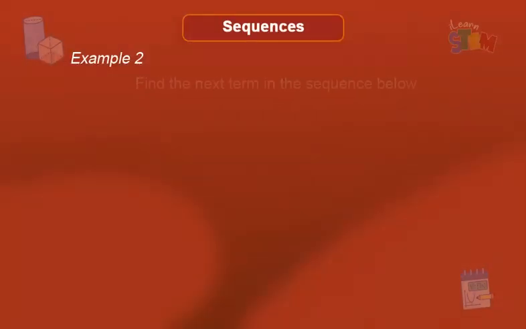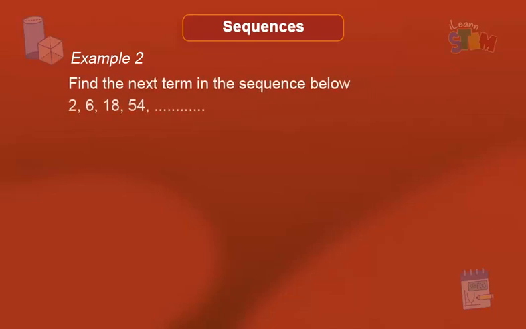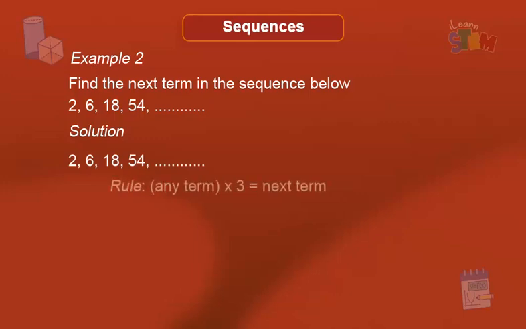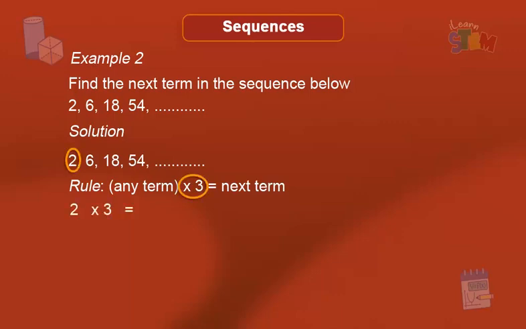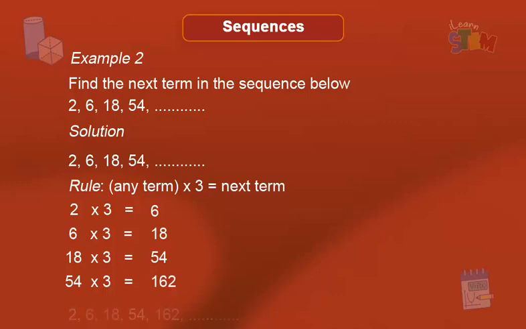Example 2. Find the next term in the sequence below. Solution. The rule of the progression of the sequence is: any term multiplied by 3 equals next term. That is, 2 multiplied by 3 equals 6. 6 multiplied by 3 equals 18. 18 multiplied by 3 equals 54. The next term is 54 multiplied by 3 equals 162. And so on. Let's explore another example, where the pattern follows a different kind of mathematical rule.